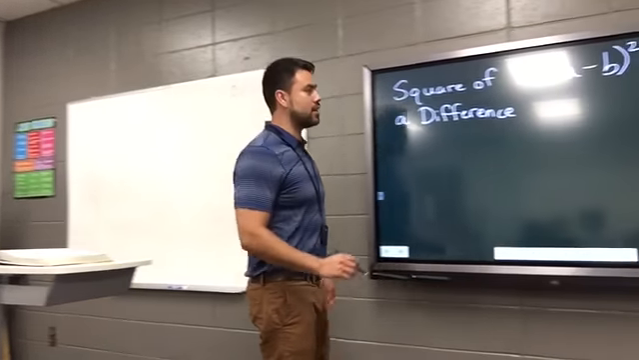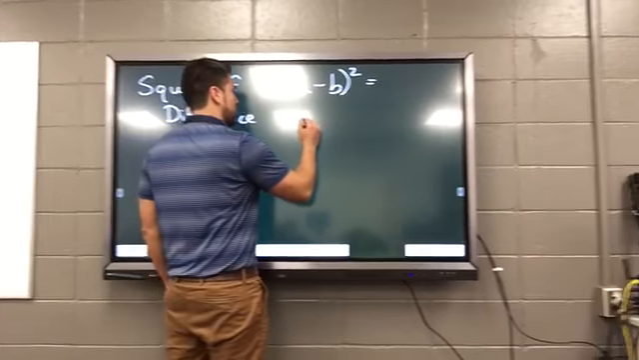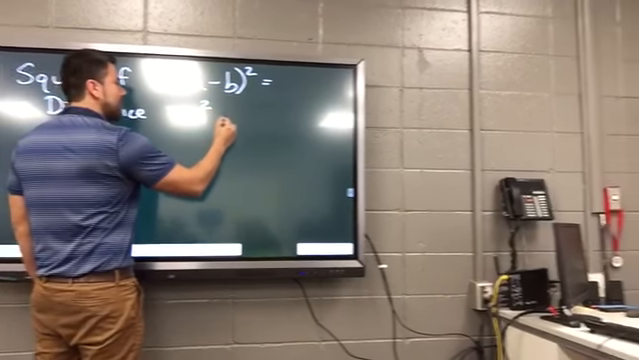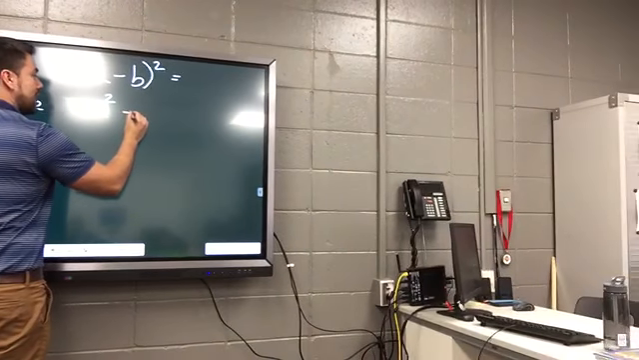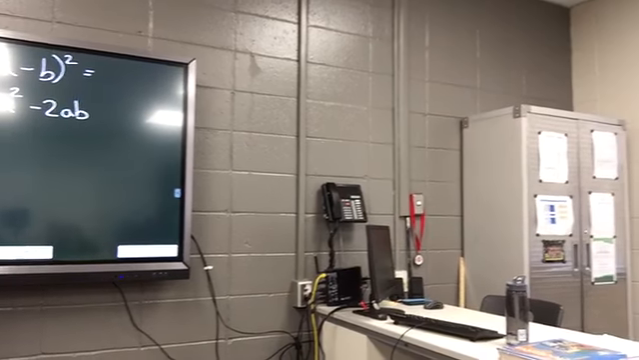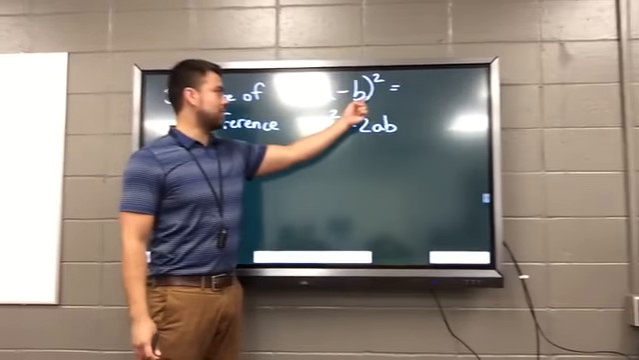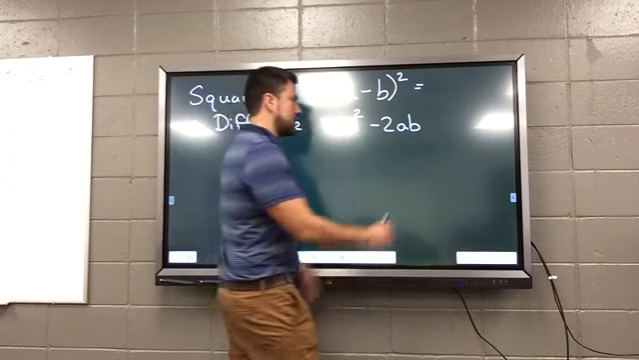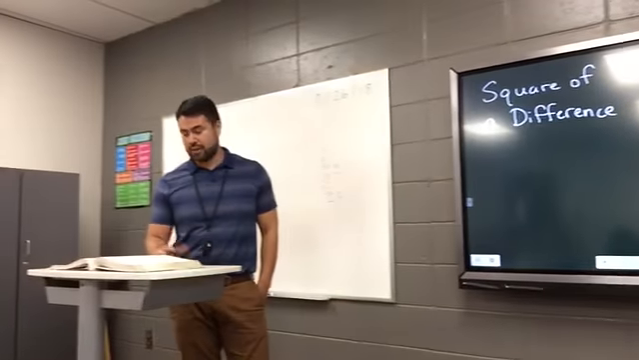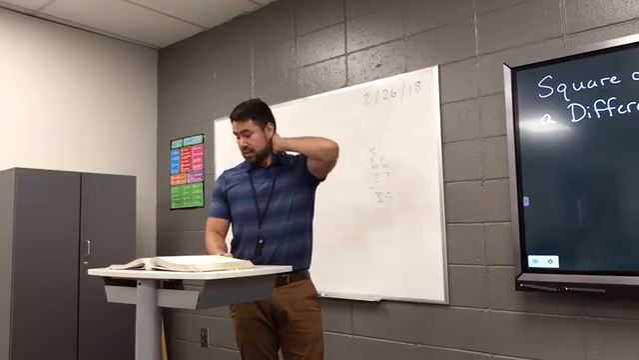And just to help you remind yourself when you're doing your work, the first term is a squared, and then the middle term would be negative 2ab. So you multiply a and b, and then you multiply it by negative 2 in essence, and you get that, plus b squared. That's what you get. It's always in that format, okay? So if you're like, I forgot, there it is.